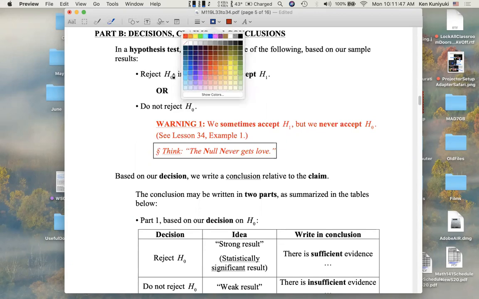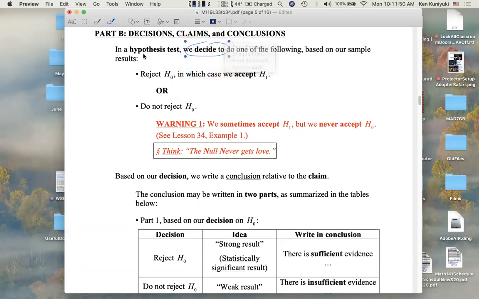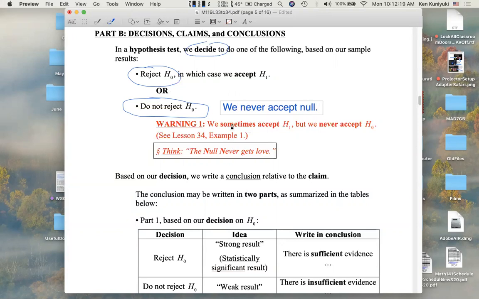Literally, we decide. We decide to do one of the following based on our sample results. We're either going to reject the null, in which case we accept the alternative. If we reject the idea that the coin is fair, we then accept the idea that the coin is biased or unfair. Or we do not reject the null. But remember, we never accept the null. We can accept the alternative, but we never accept the null. We sometimes accept the alternative, but we never accept the null. The null never gets love.